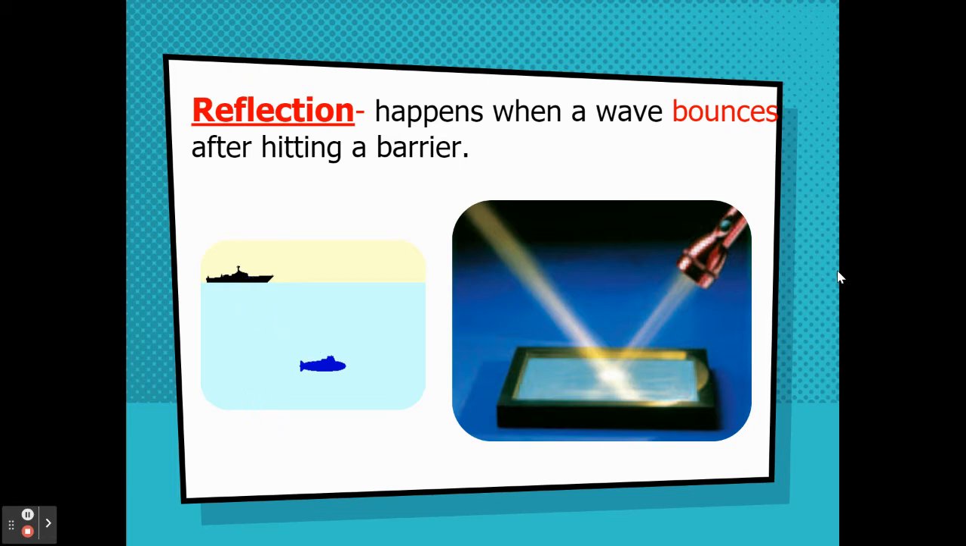So reflection. Reflection happens when a wave bounces after hitting a barrier. So sonar. You got sonar coming from the submarine. It's bouncing off the ship. So you got sound waves bouncing off. And then here, what we're pretty familiar with is light reflecting. So off of something shiny, or really a lot of things, but you got a flashlight here bouncing off a mirror. That's a reflection. Make sure you write down what's in red in your notes.